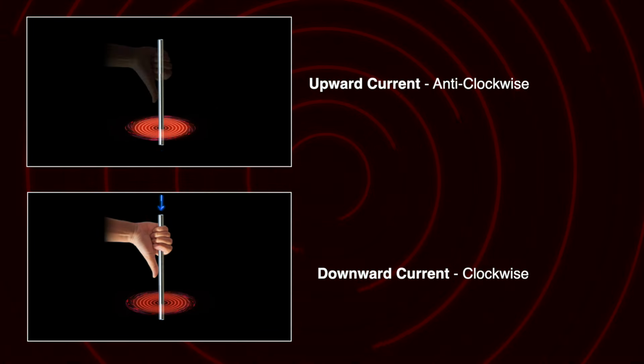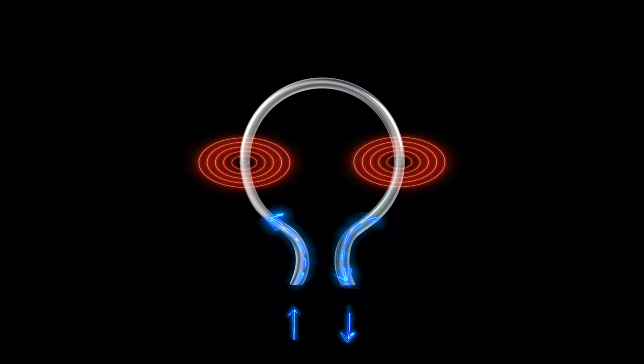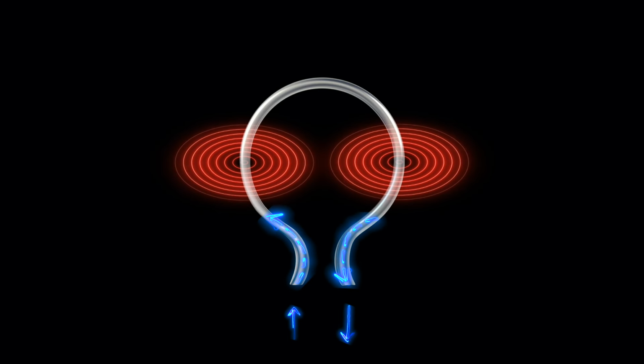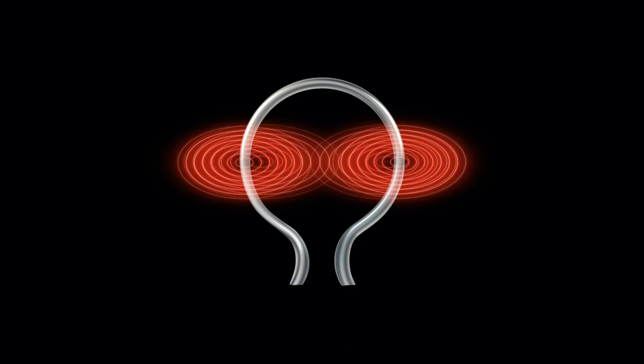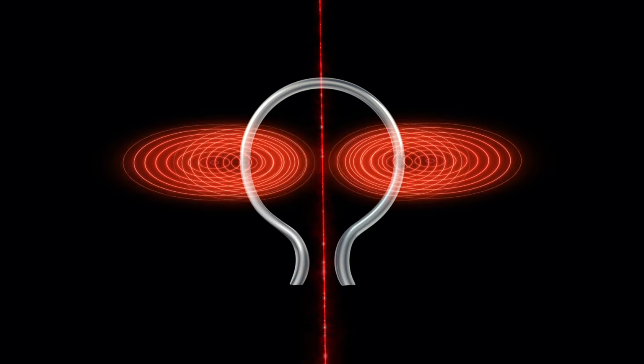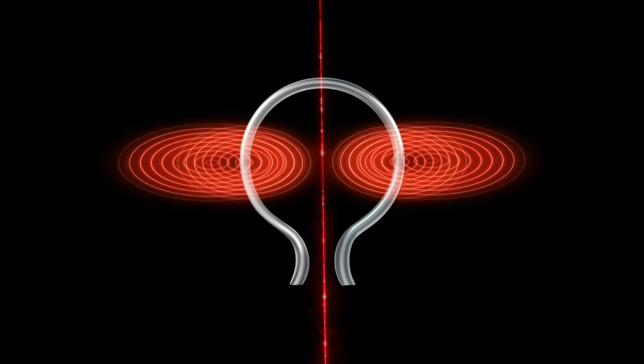Next, let's look at how the magnetic fields change in a simple coil. If the wire is shaped into a flat circular coil, with current entering one side and exiting the other, the concentric magnetic fields from each side interact. This interaction stretches the fields into ellipses, forming a single magnetic field that passes through the coil's center.